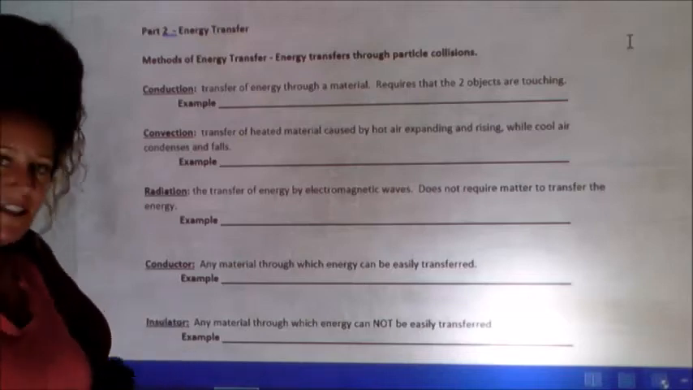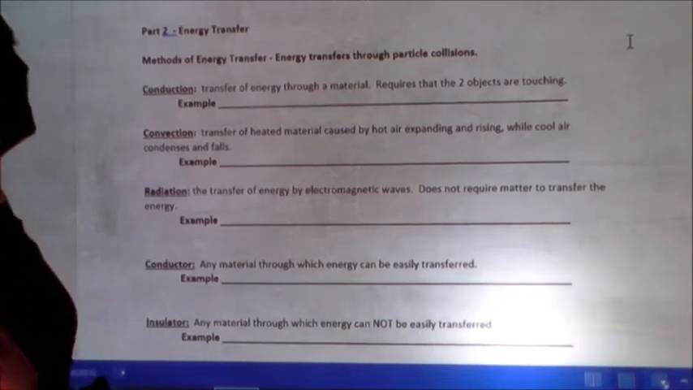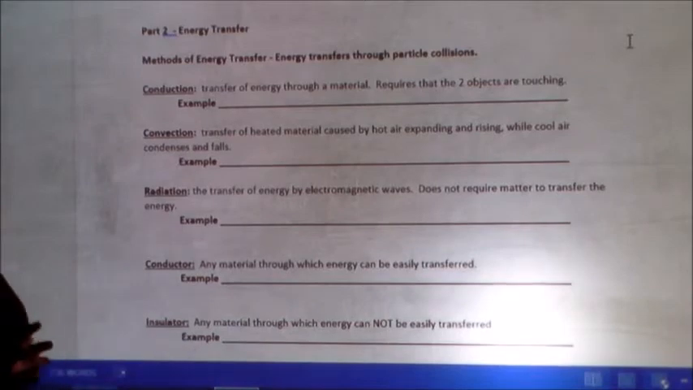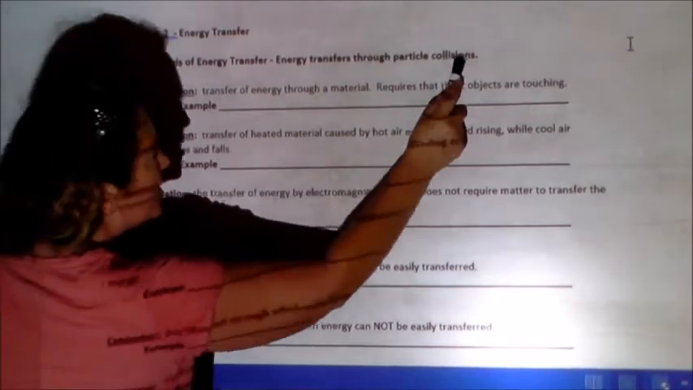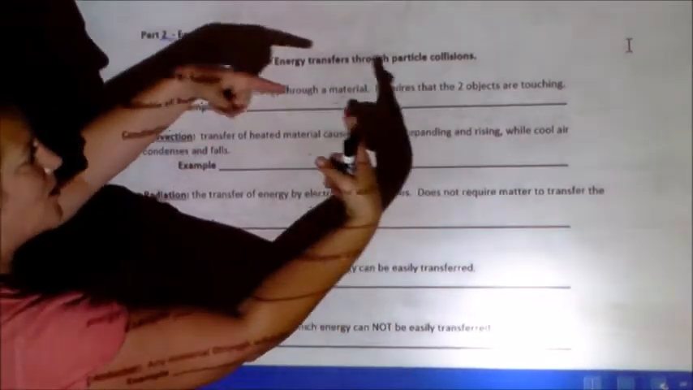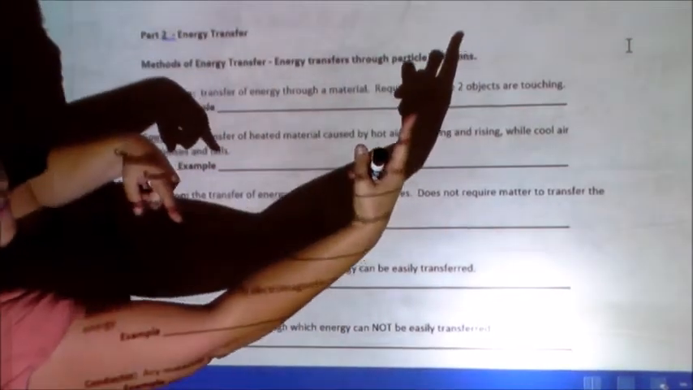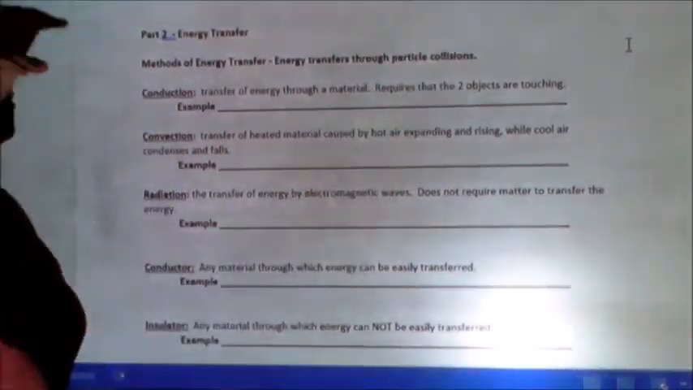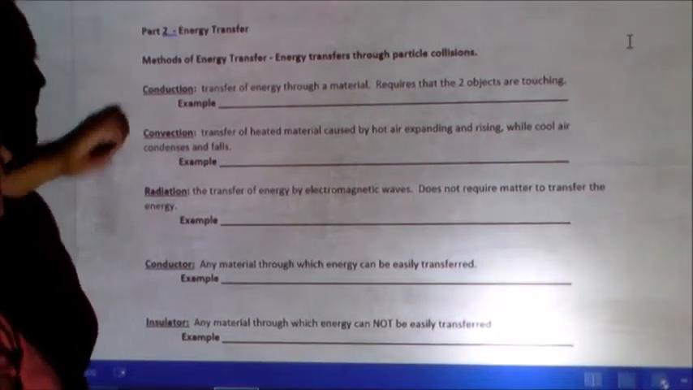Part 2. Let's talk about energy transfer. Energy can be transferred through particle collisions, meaning two things touching. If this thing is hot and it touches my other finger, it's going to make my other finger hot. All right? So that is because of conduction.